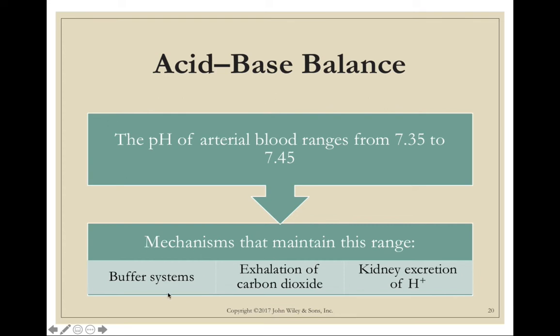Hopefully we can remember from Anatomy and Physiology 1 that a buffer is a series of chemical reactions that helps to resist the change in pH. We have three separate buffer systems that we're going to see very shortly, and all of these buffer systems will work with the exhalation of carbon dioxide and also kidney excretion of hydrogen to help maintain the blood's pH.